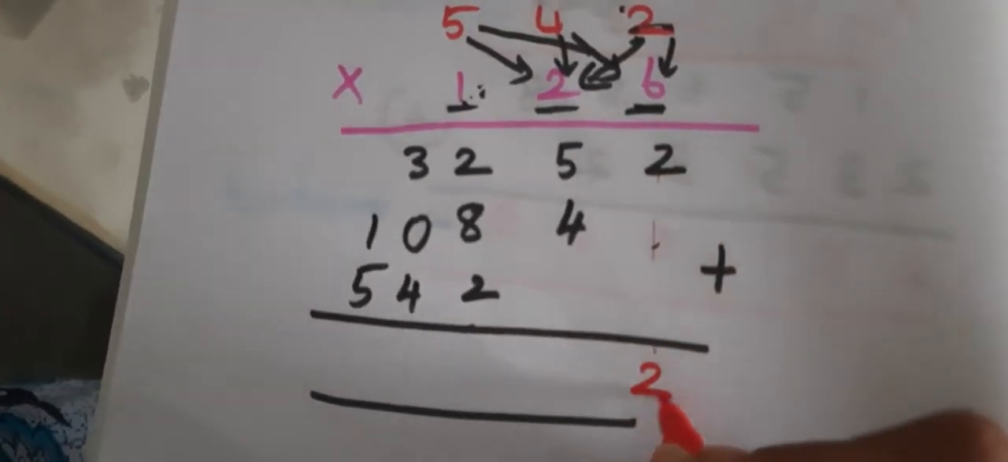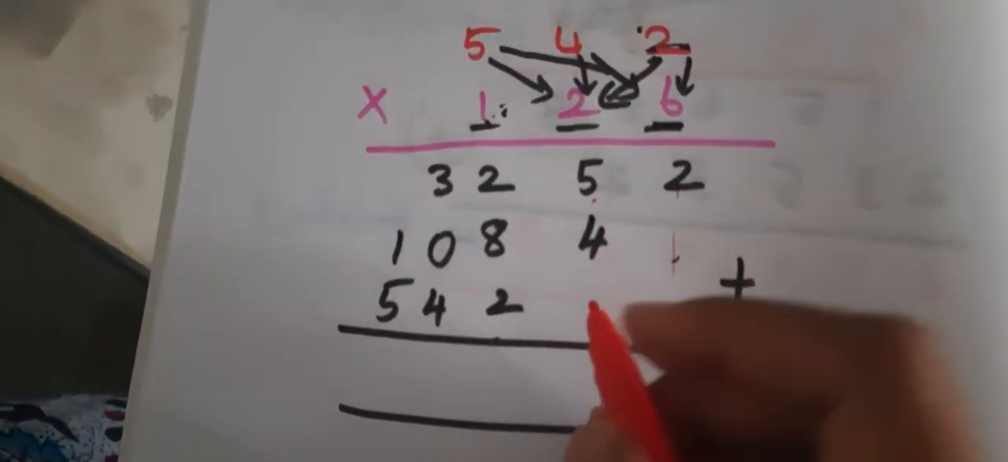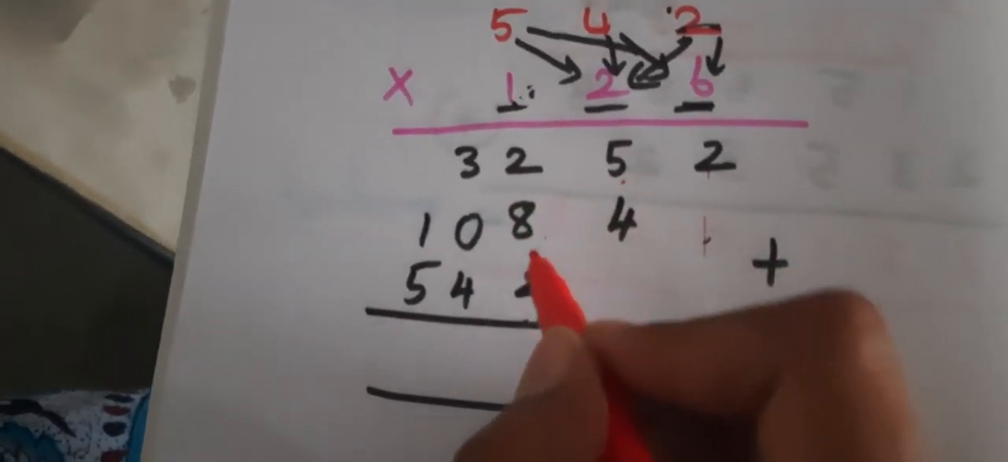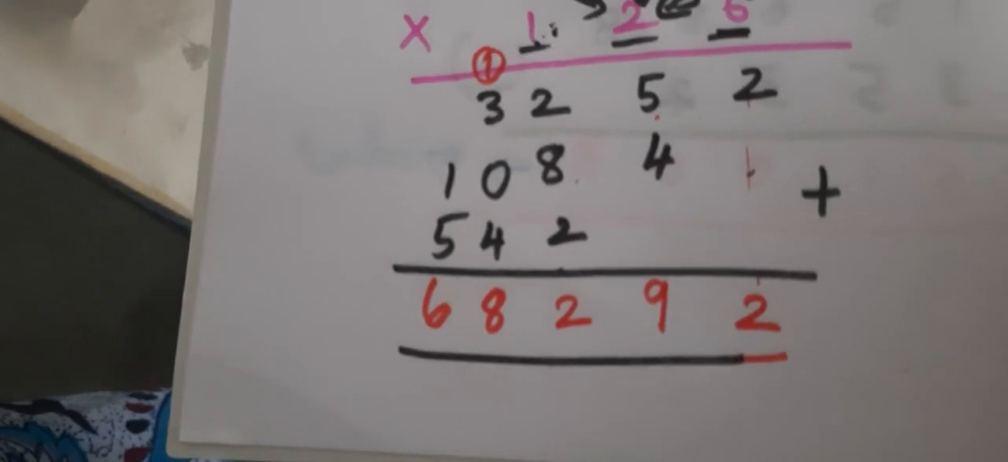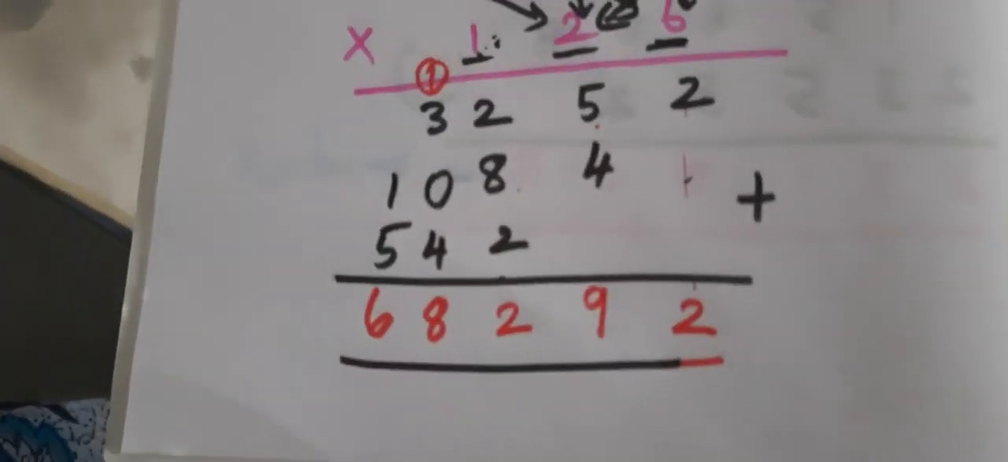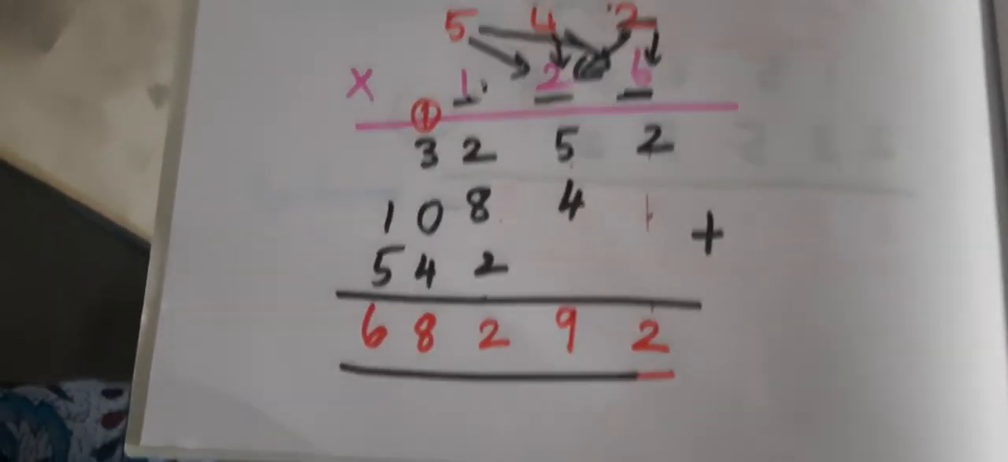2, directly you can write. Okay. 5 plus 4, it's a 9. 2 plus 8, it's a 10. 10 plus 2, it's 12. Okay. 1 plus 3, 4. 4 plus 4, 8. 1 plus 5, it's a 6. So the answer is 68,292.